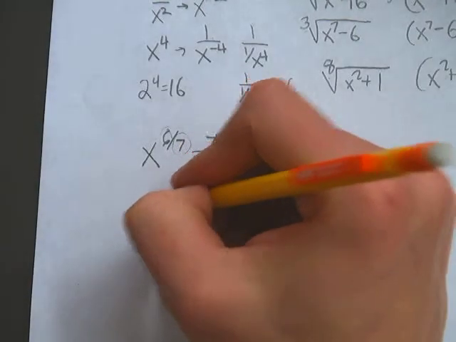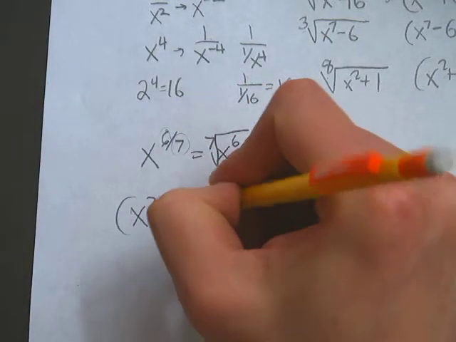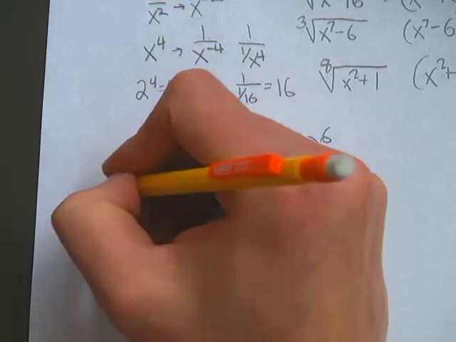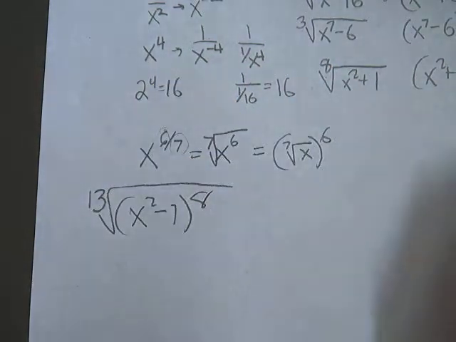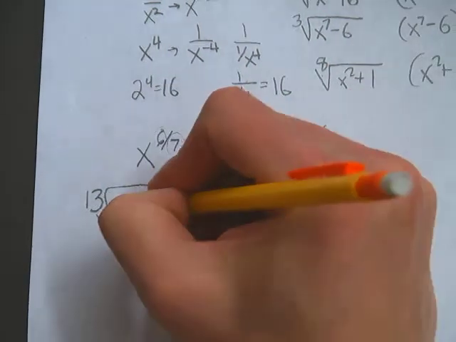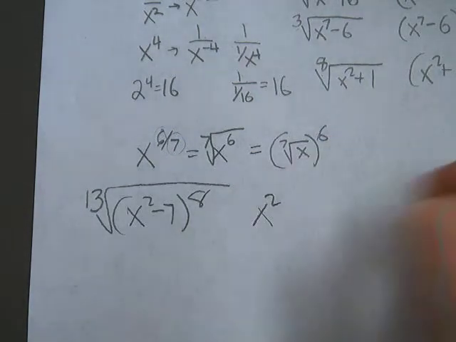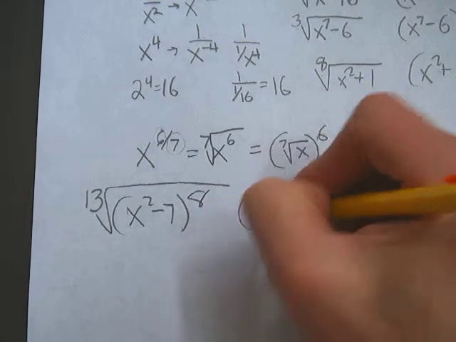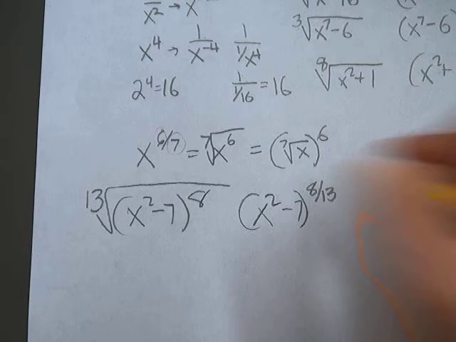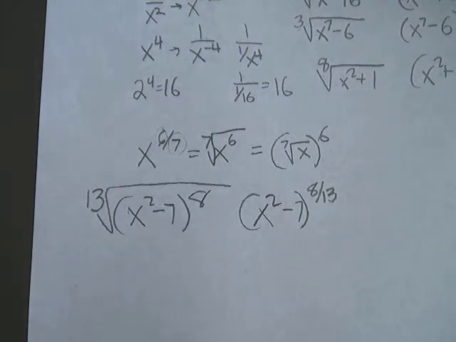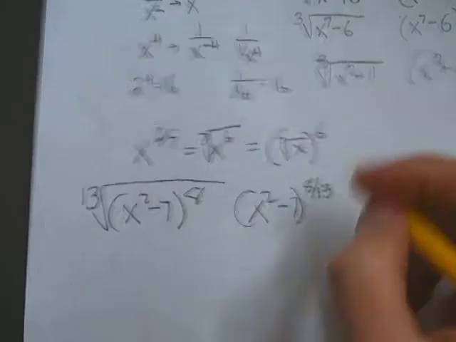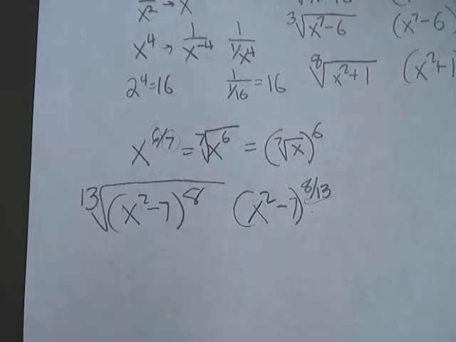So, for example, if I have something like x squared minus 7 to the 8th power, and we're 13th rooting it, I should make that clear, x squared minus 7, this would just be x squared minus 7 to the 8/13. Which seems horrible, but the calculus on stuff like this is pretty easy. As long as we know what that number is, we're in good shape.